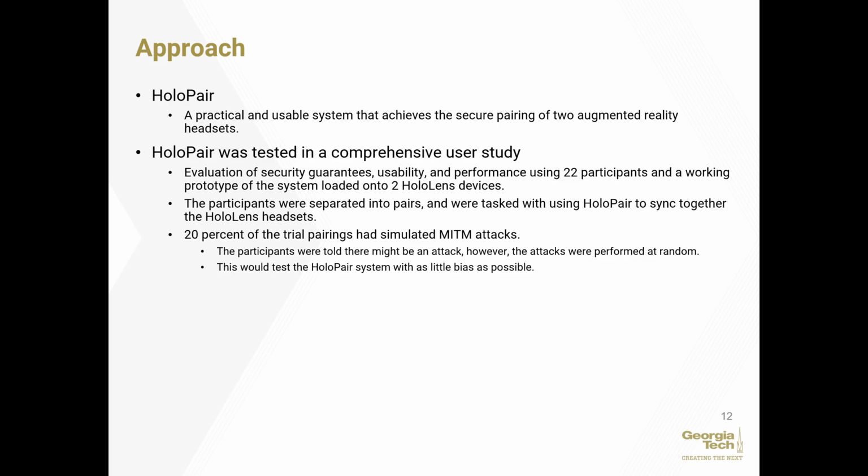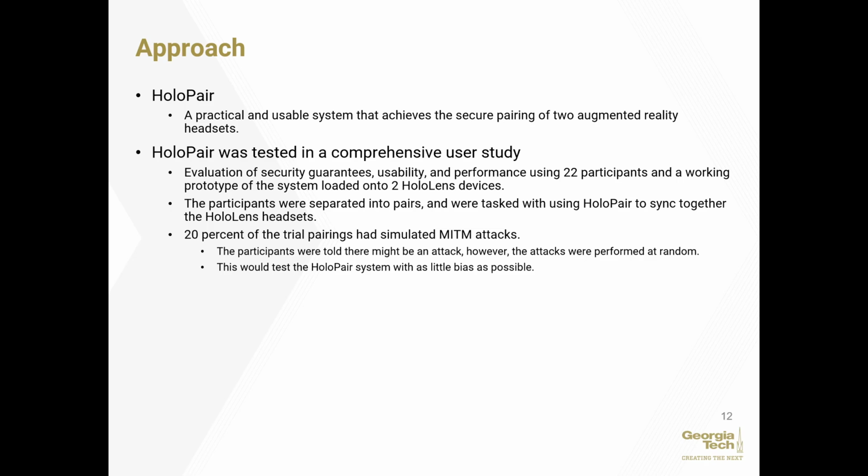The approach the researchers used to mitigate the man-in-the-middle vulnerability was to create a system named HoloPair. HoloPair is a software package that is both practical and usable for the secure pairing of two Microsoft HoloLens headsets. In order to test HoloPair, the researchers implemented a comprehensive user study. This study would evaluate the security guarantees, usability, and performance of HoloPair using 22 participants and a working prototype of the system loaded onto two HoloLens devices.